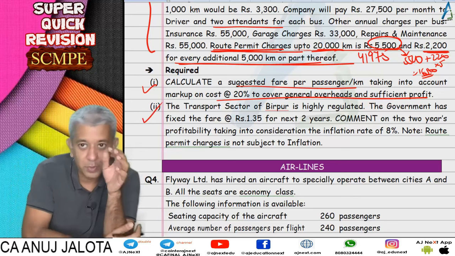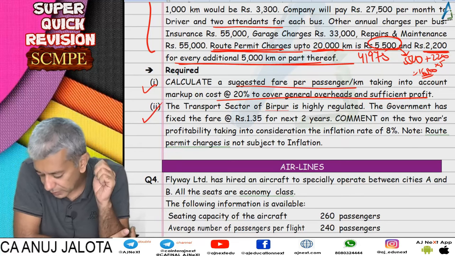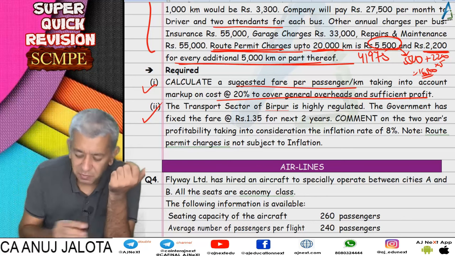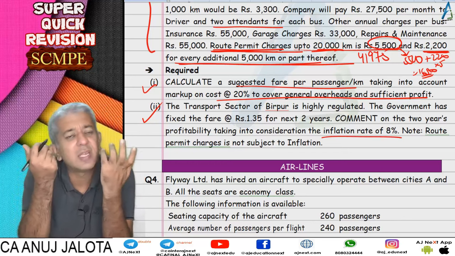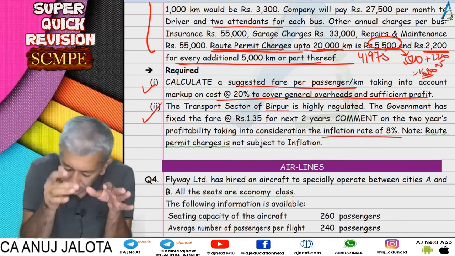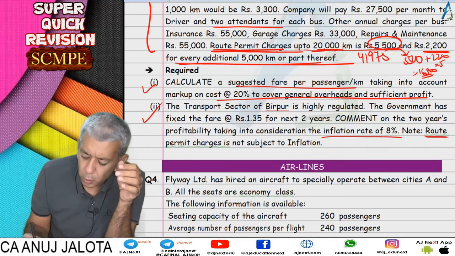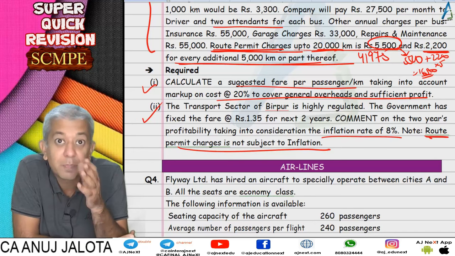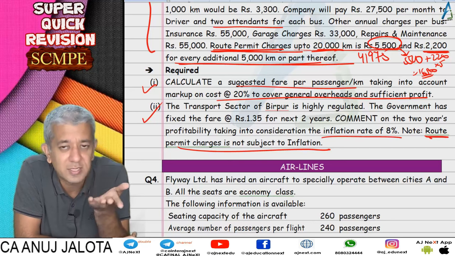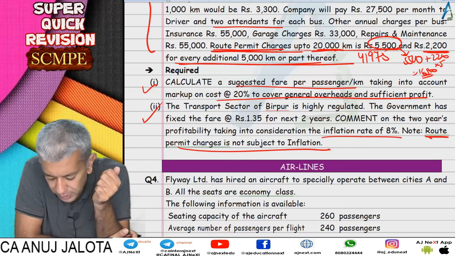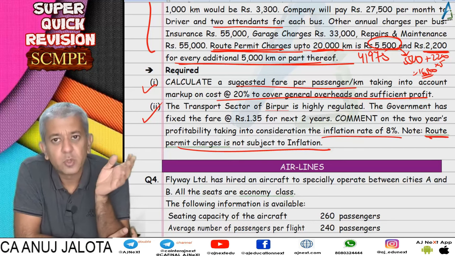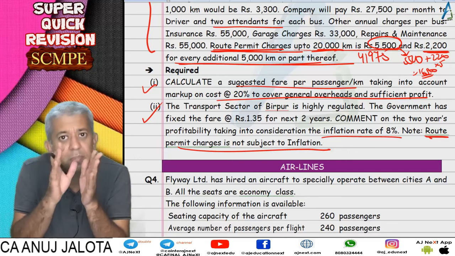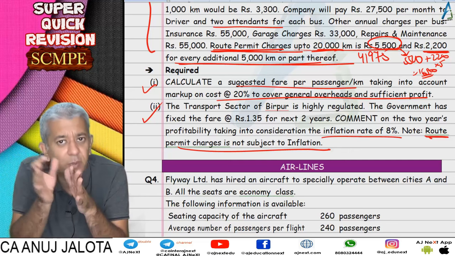Part one was simple. Now, in part two, what was done? They told us that for the next 2 years there will be inflation at the rate of 8%. So increase every expense by 8%. But they also told us route permit charges will not be subjected to inflation, so there will be no inflation over there. Plus, there will be no inflation for depreciation. That's implied whether they have mentioned it or not. So inflate all your expenses by 8%, and whatever amount comes, again by 8%, because we want to do that for the next 2 years.